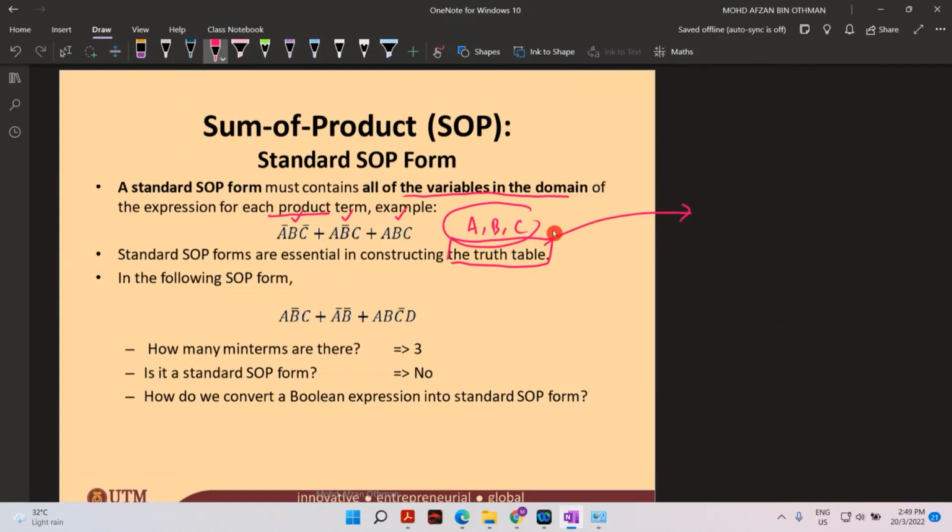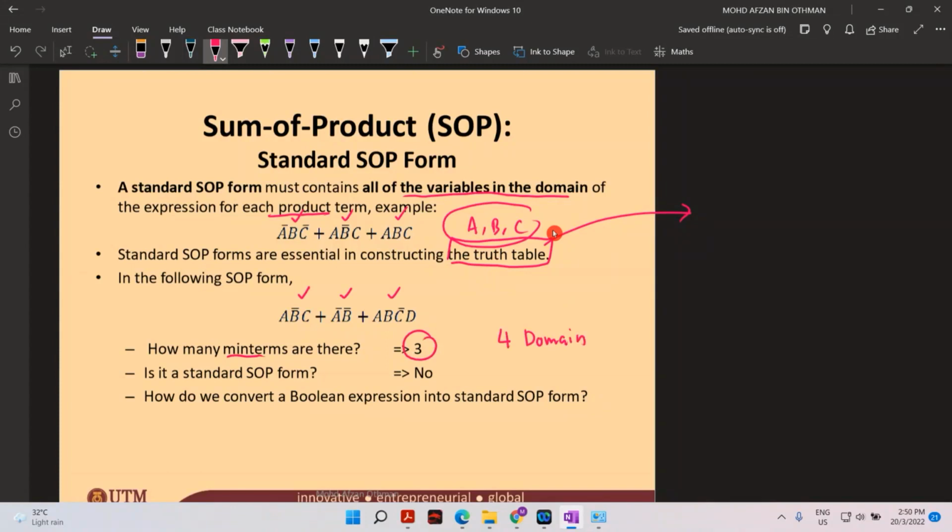So in the following SOP form, given a SOP form, kalau kita tengok ni, ada berapa banyak min term kat sini ataupun product term? Kita ada 1, 2, 3. So we have 3 min terms. Berapa domains? How many domains? A, B, C, and D. We have 4 domains.